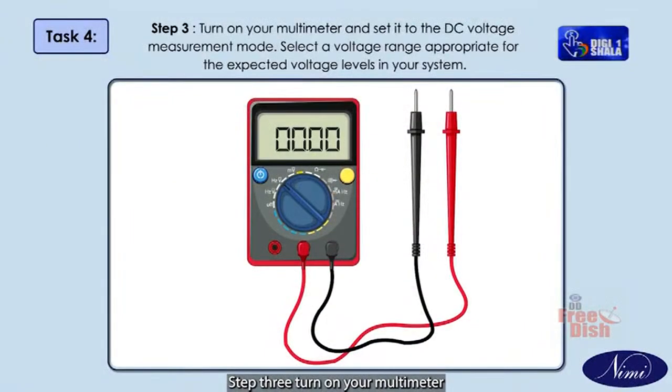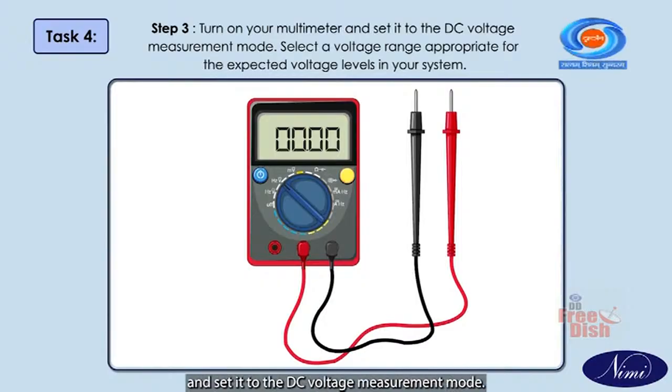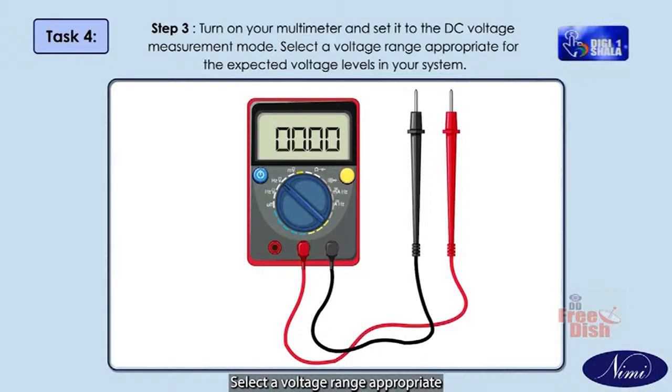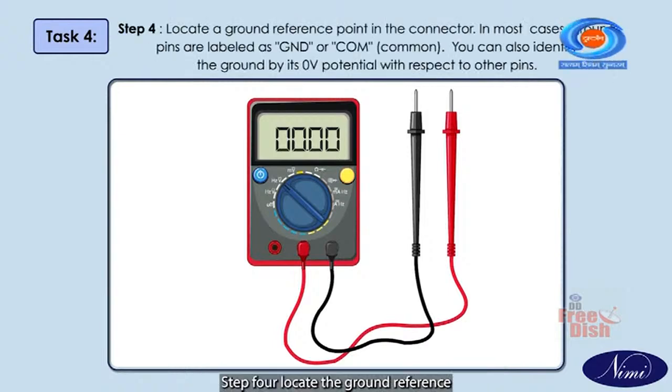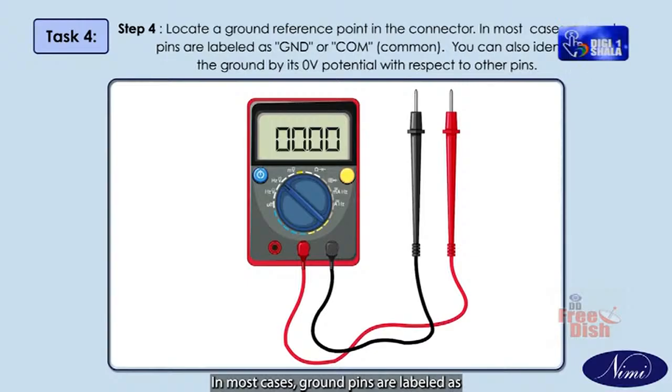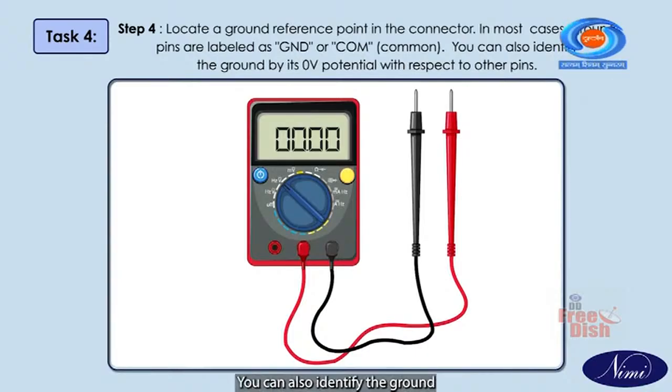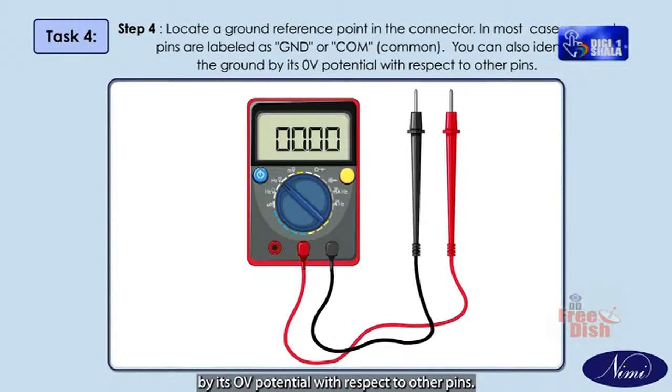Step 3. Turn on your multimeter and set it to the DC voltage measurement mode. Select a voltage range appropriate for the expected voltage levels in your system. Step 4. Locate the ground reference point in the connector. In most cases, ground pins are labeled as GND or COM, common. You can also identify the ground by its 0-volt potential with respect to other pins.